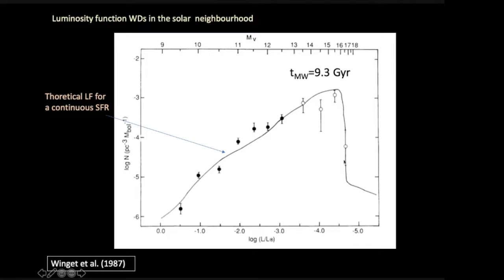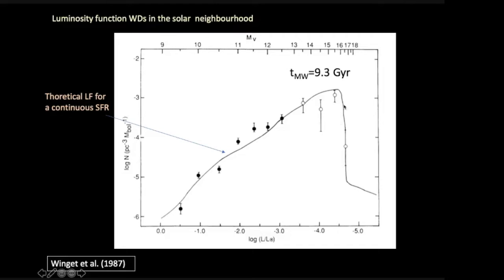And the solid line is a theoretical one. And matching the observed drop with the drop in the theoretical luminosity function gives you an estimate of the age of the disk of the galaxy, when the disk started to form. Look, there is an assumption of continuous star formation rate from the beginning of the formation of the disk up to now. If it's not continuous, not flat, but there are, let's say, bursts at different ages, actually the magnitude of this drop doesn't really change much.